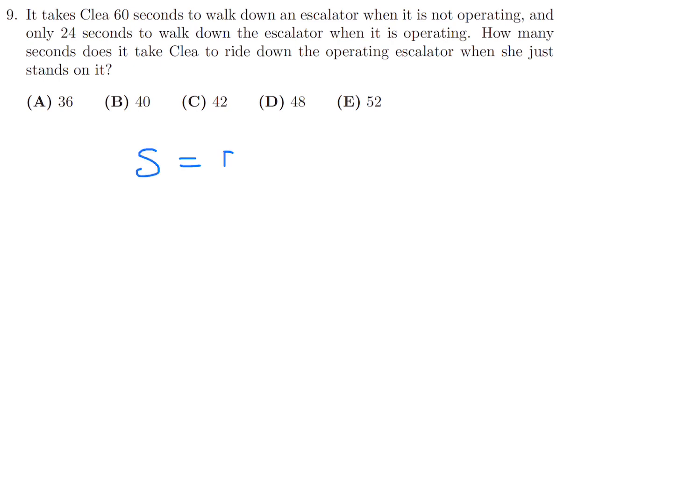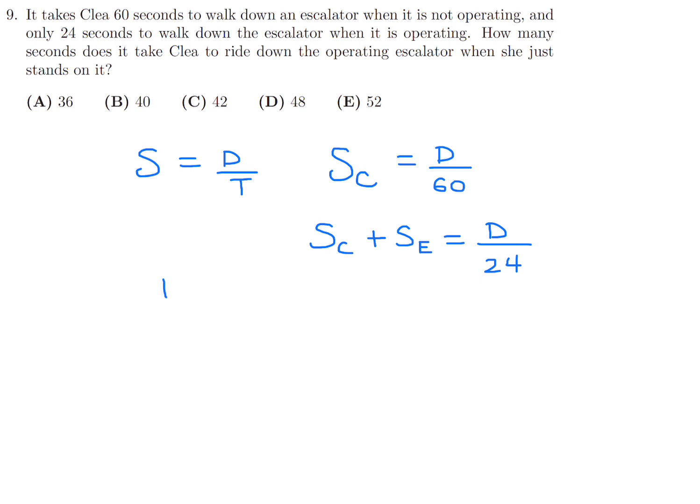Speed is equal to distance over time is the formula we will use in this question. The speed of Cayley is distance over time, in this case 60 seconds. And when she is moving along with the escalator, her speed plus the speed of the escalator together result in obviously a faster time, and that's 24 seconds. So our task in this question is to find the speed of the escalator, SE.